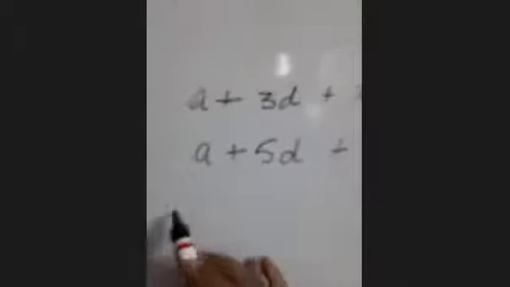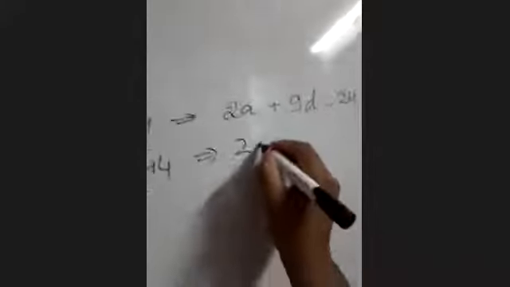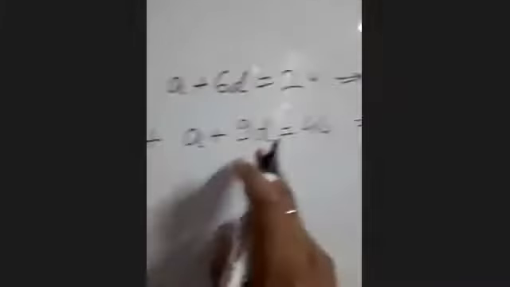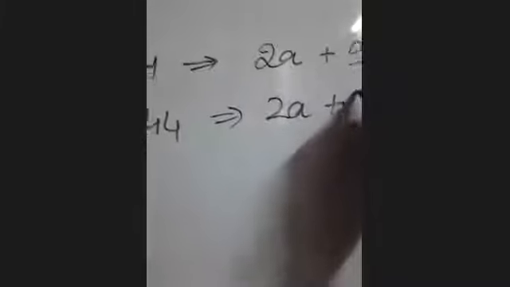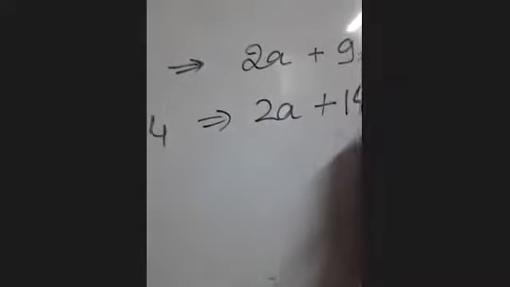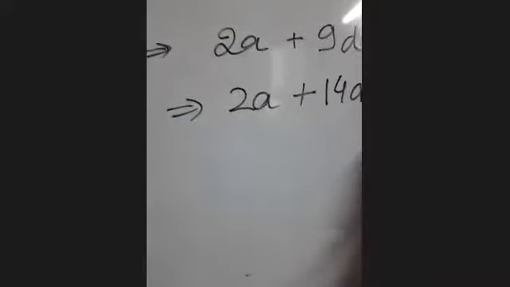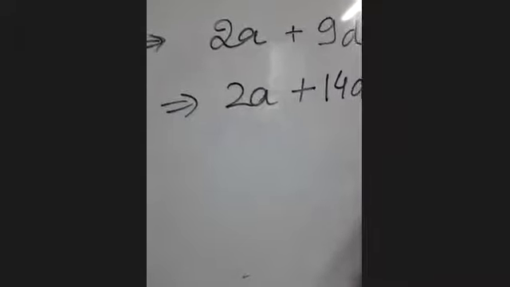Similarly, A plus A, that is 2A, and 5D and 9D, that will be 14D. That is 44. That is equation number 2.